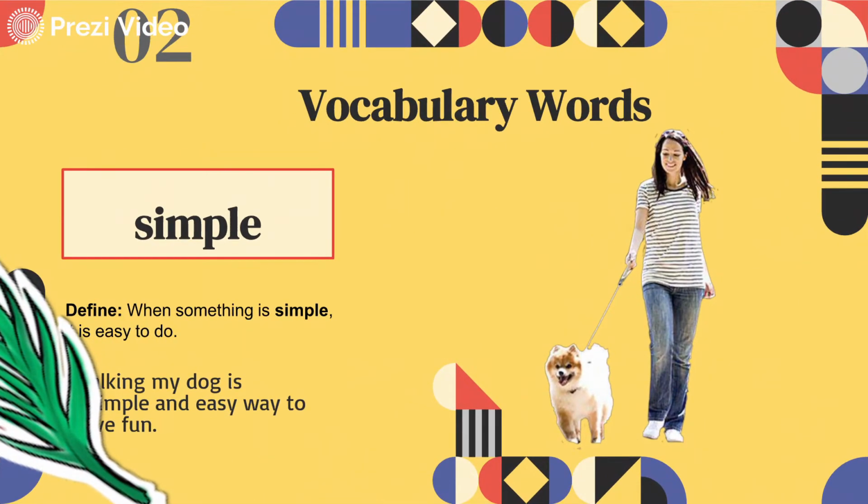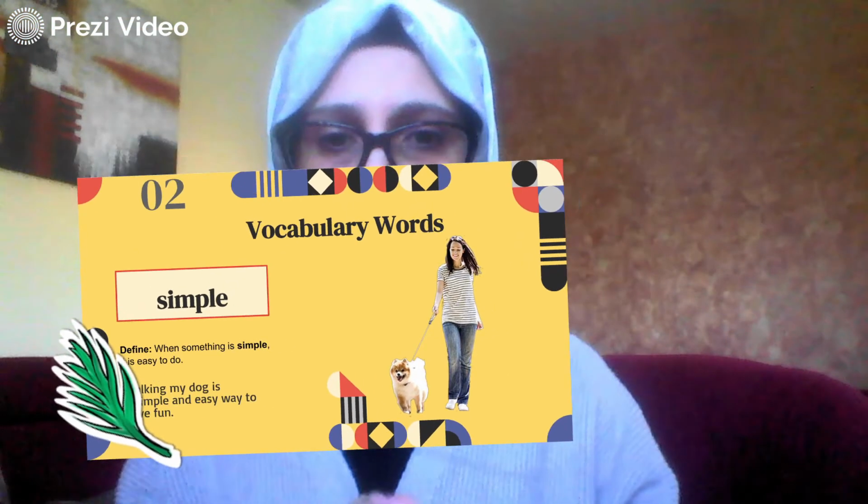Next, I have a simple word, and it is the word simple. When something is simple, it is easy to do. For example, walking my dog is a simple and easy way to have fun. So as you can see here, this lady is walking her dog, and this is a really simple thing to do, and it can be very fun as well. So simple means easy to do. For example, some students may say reading English is simple, but others may say it's not simple. I hope it's simple for all of you.